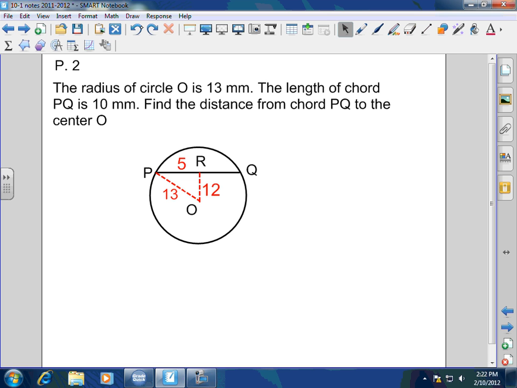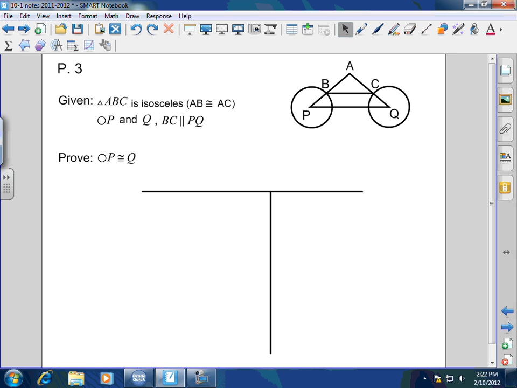Done. Last question. Now, here we've got two circles with a triangle within another triangle. The triangle ABC is isosceles, with AB being congruent to AC. They say circle P and circle Q are in existence, and that BC is parallel to PQ. They want you to prove that circle P is congruent to circle Q. So we basically have to prove that the radii are congruent. What we're looking for here is that PB is congruent to QC.